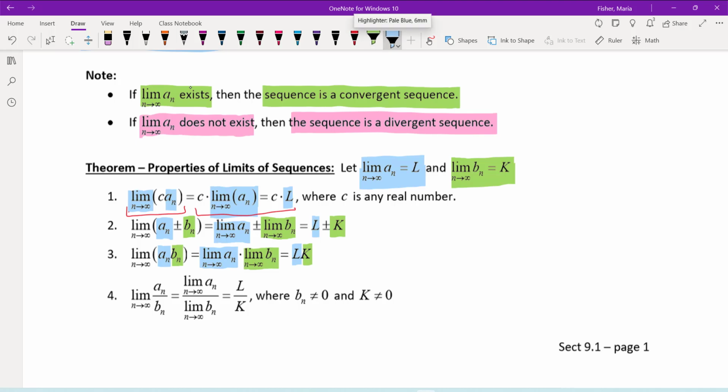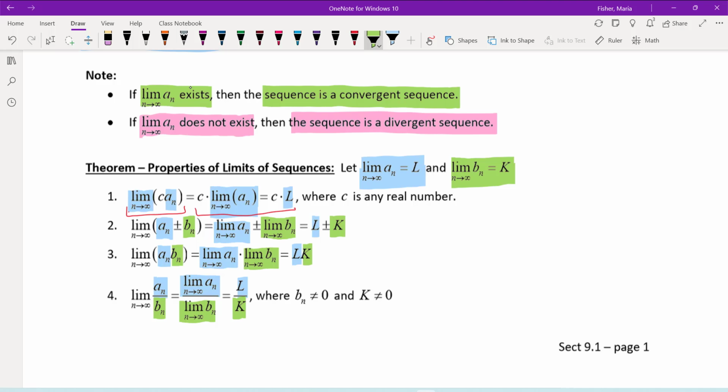We know that the limit as n goes to infinity of a sub n divided by b sub n is just equal to the limit as n goes to infinity of a sub n divided by the limit as n goes to infinity of b sub n, or L over k. And this is going to be where b sub n isn't equal to 0 and k isn't equal to 0 because we know division by 0 is undefined.